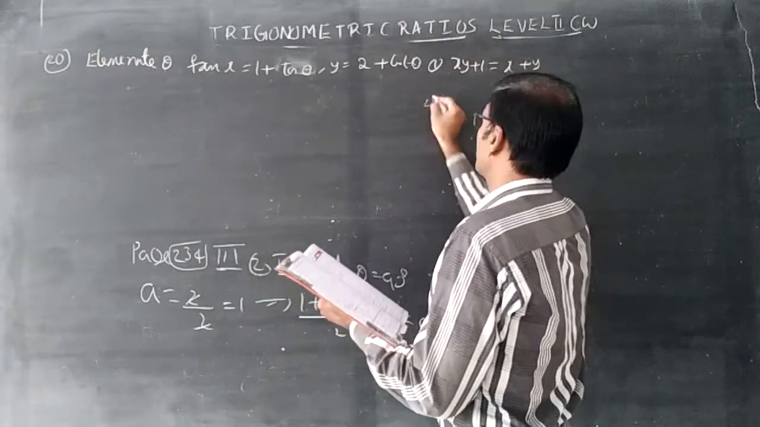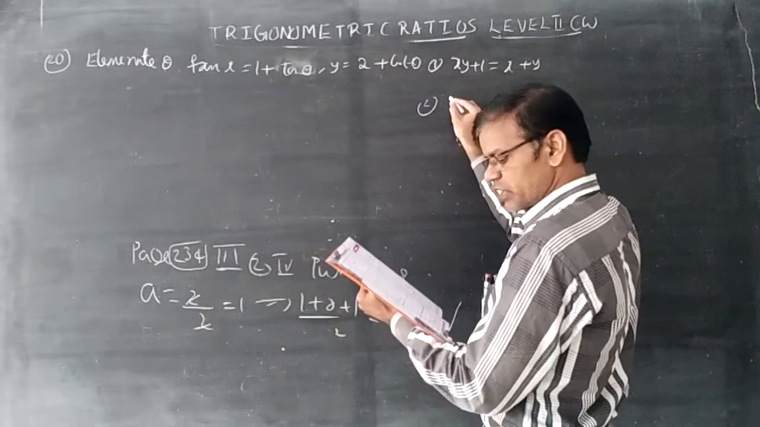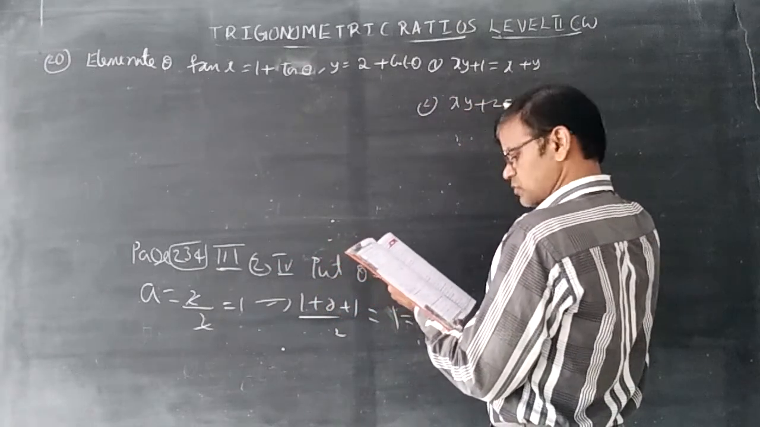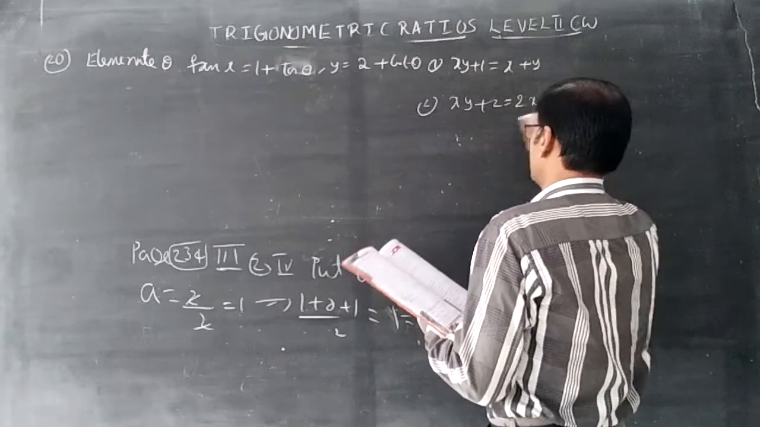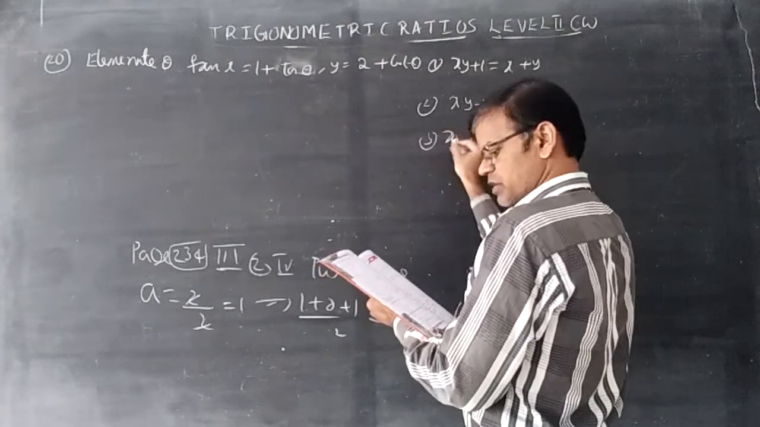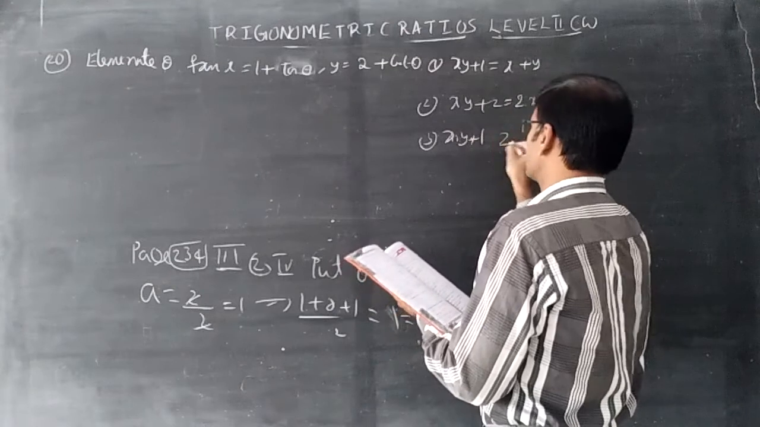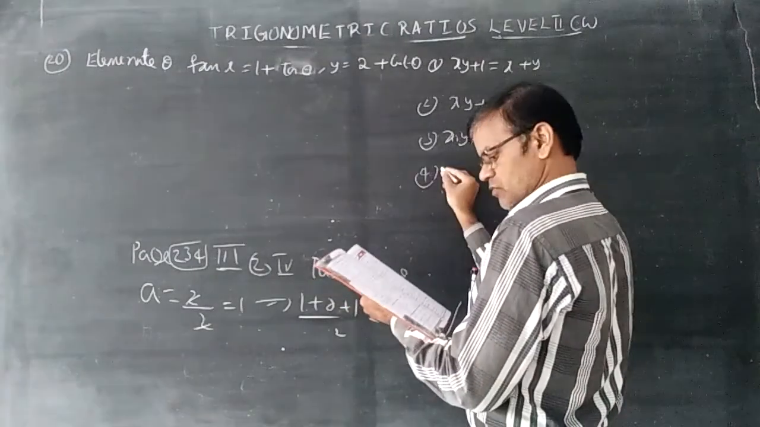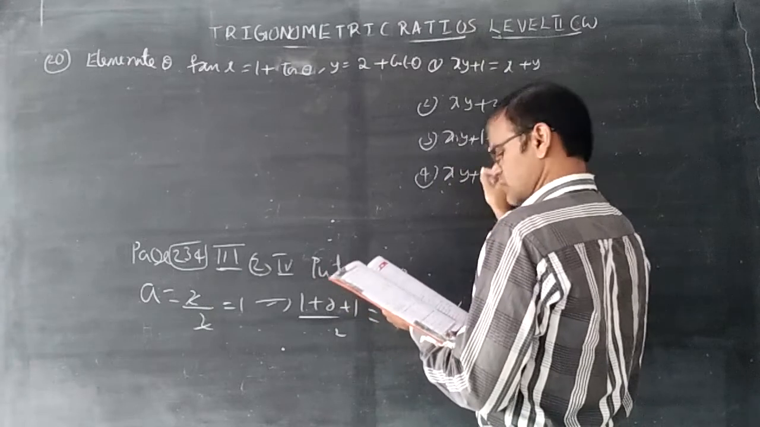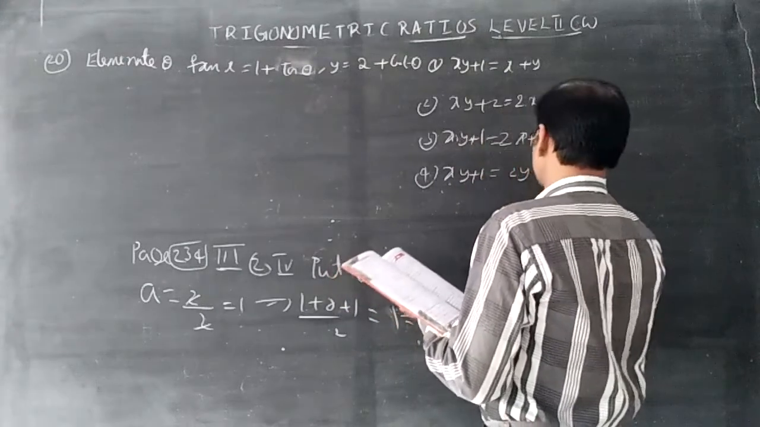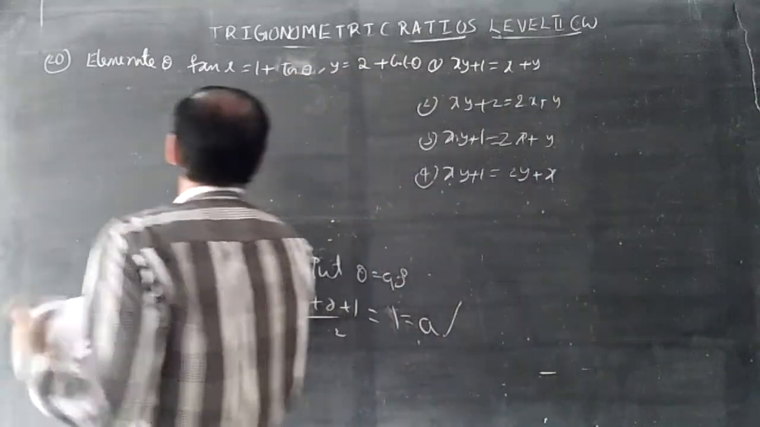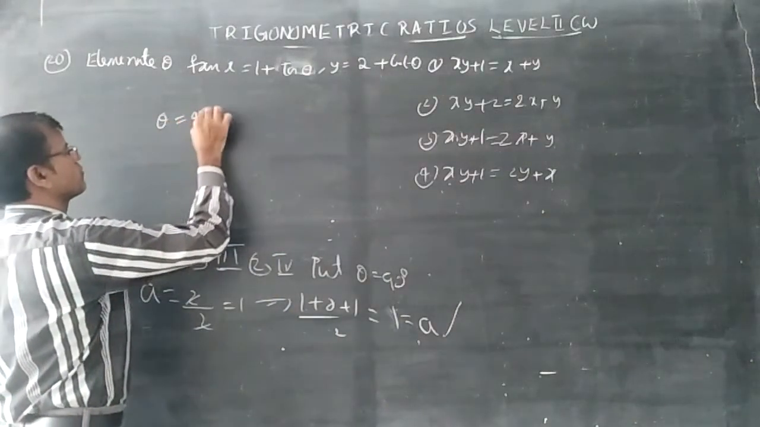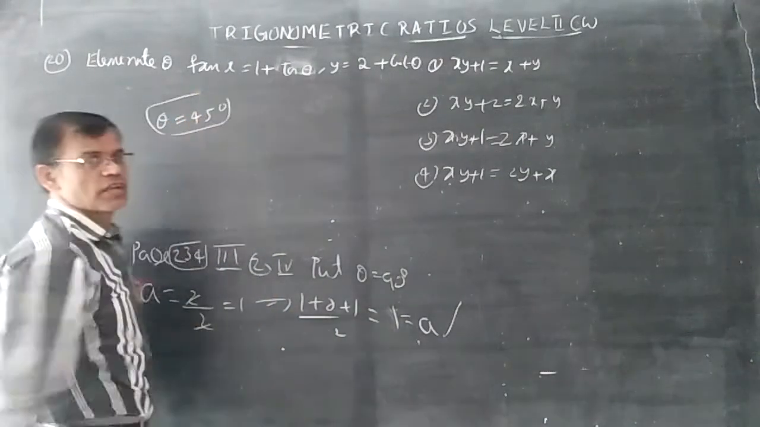According to the options: first, xy plus 1 is equal to x plus y; second, xy plus 2 is equal to 2x plus y; third, xy plus 1 is equal to 2x plus y; fourth, xy plus 1 is equal to 2y plus x. Tan and cot both are there, there is no denominator, so simply put theta is equal to 45. The procedure becomes lengthy.